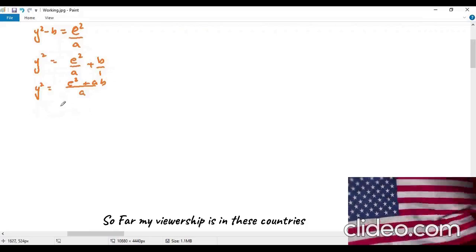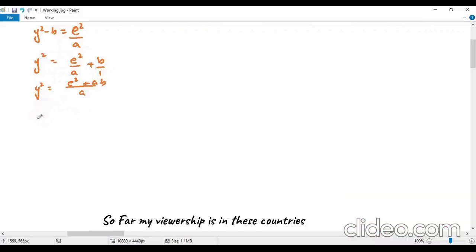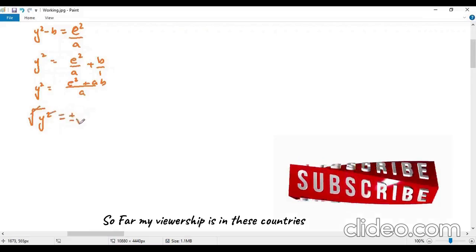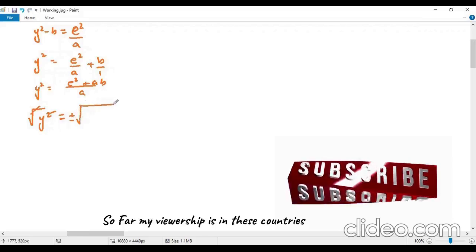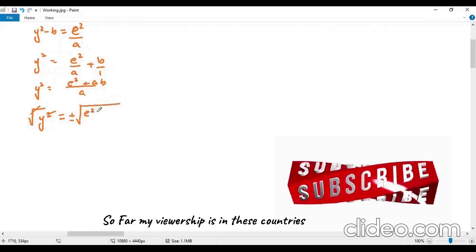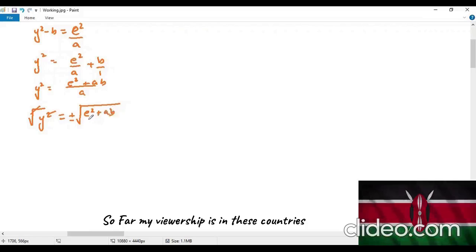Now in here we need to have the value of y, so taking the root on both sides, I will be writing like this. So this will be cancelled with this, and plus minus, always remember, comes with the root. So it's going to be e square plus ab over a. This is going to be the final answer, and you'll get full marks.